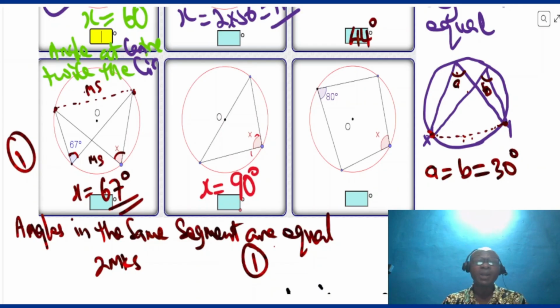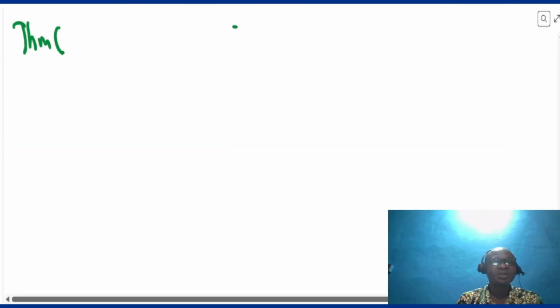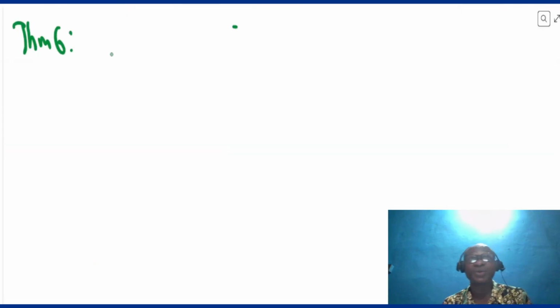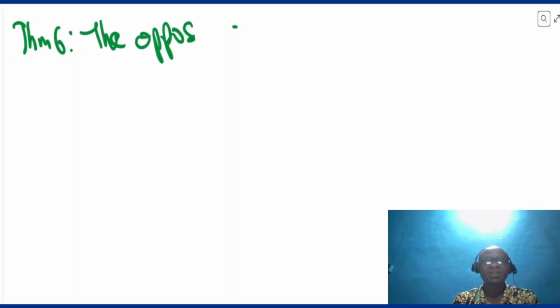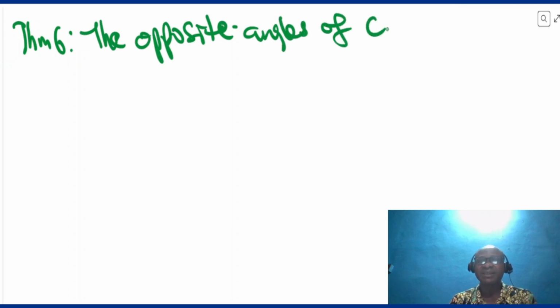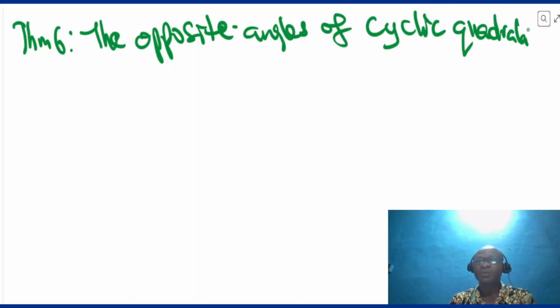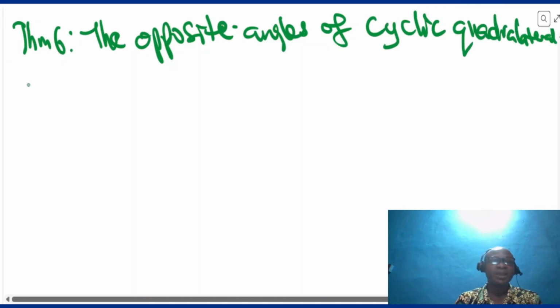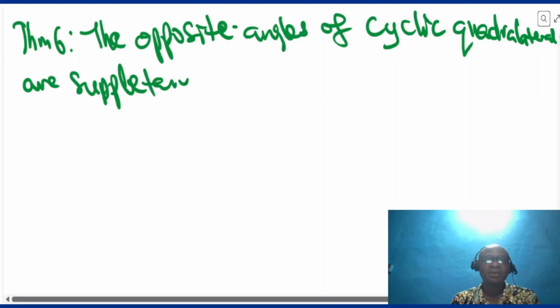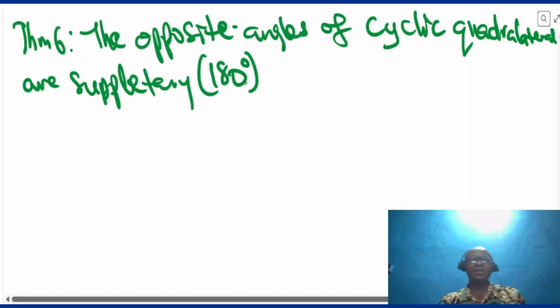Yes, sir. So I have given you 5 theorems tonight, and what I will call it, angles. The opposite angles of a cyclic quadrilateral are supplementary. Okay? I hope you can understand this root word, supplementary. What does it mean? They sum up to 180 degrees. I don't know, so I will draw.